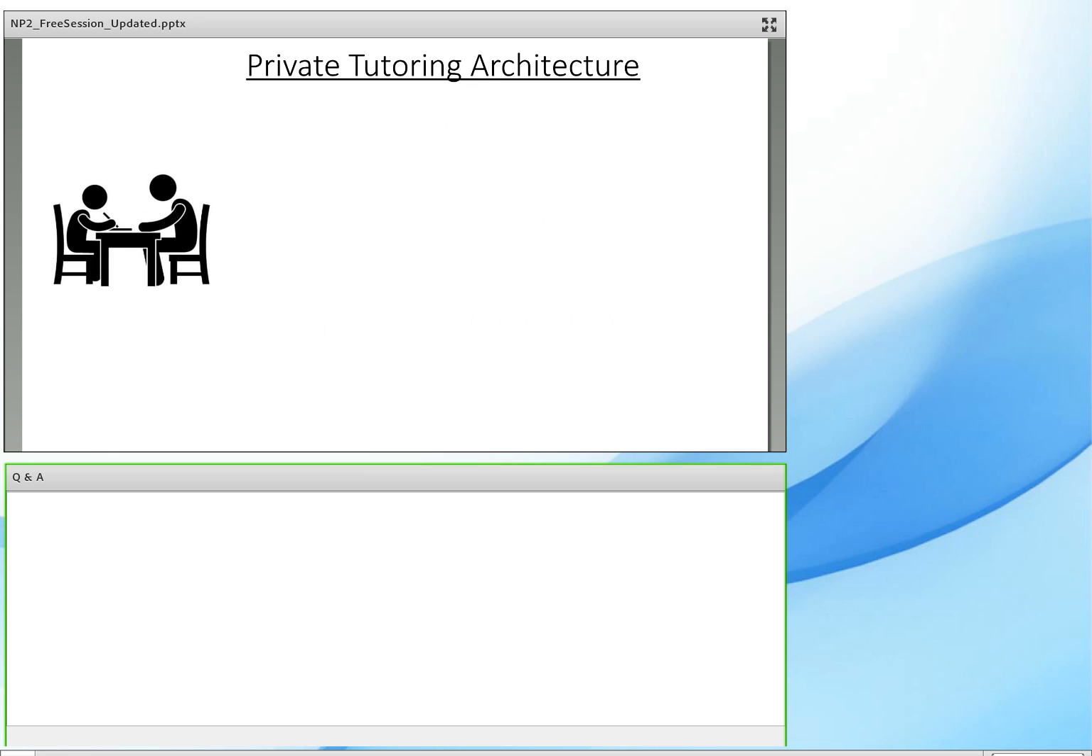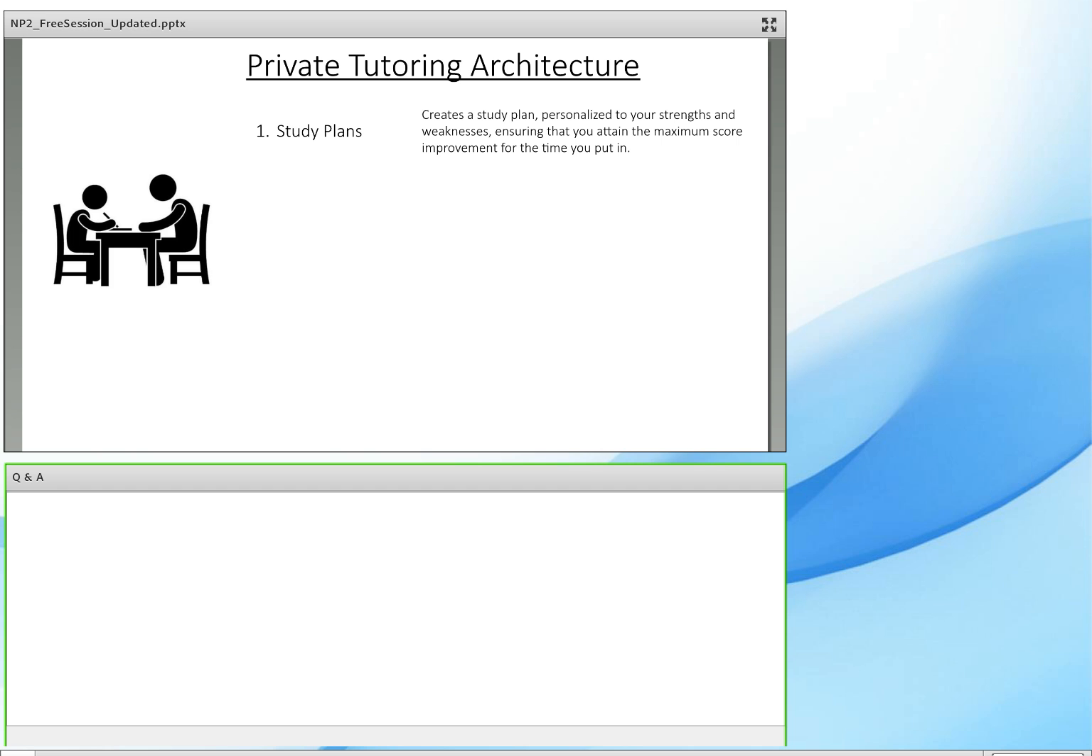A private tutoring architecture works very differently. When you work with a good private tutor, the first thing that a good private tutor would do is spend a couple of hours with you analyzing your strengths, assessing your weaknesses, and based on that, devise a study plan that tells you the amount of time you have to spend on each and every aspect of GMAT preparation.